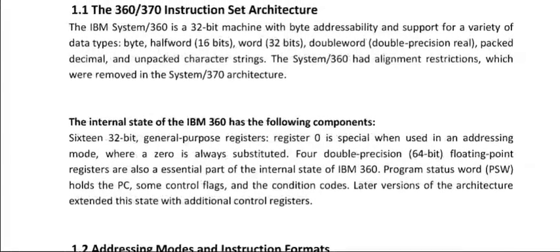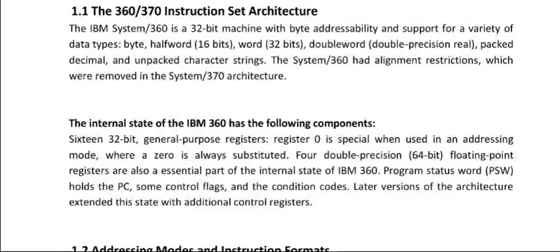Now moving on to the internal state of the IBM 360, it has the following components. It has 16 32-bit general purpose registers, and register 0 is special when used in an addressing mode, whereas 0 is always substituted. It also has 4 double precision 64-bit floating point registers, which are an important part of the internal state of this IBM 360. And it also contains a program status word or PSW, which holds the PC and also some control flags with condition codes. The later versions of the architecture extended this state with additional control registers.